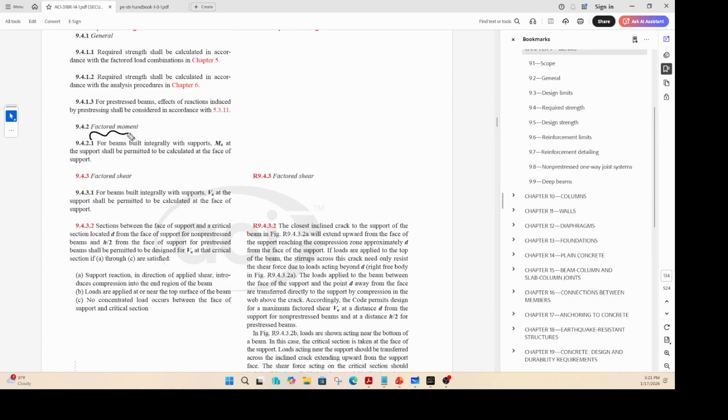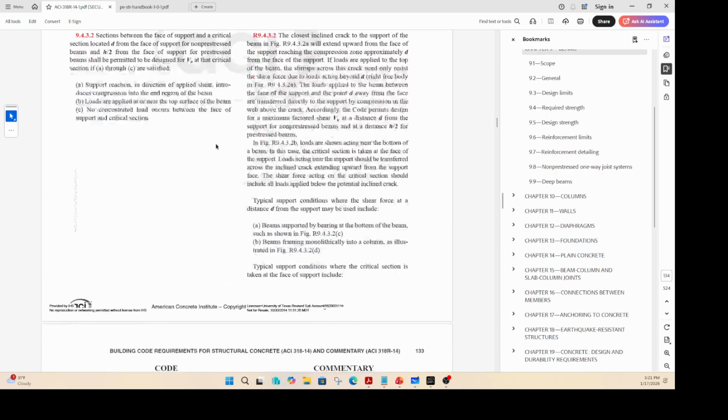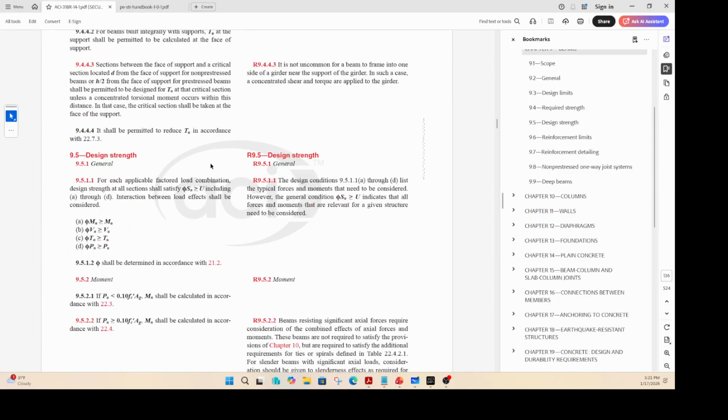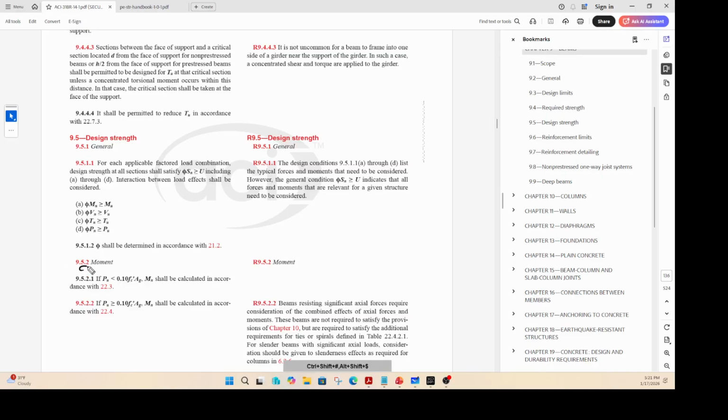Let's start with factored moment. No, I want to do the nominal moment. I want to see where it tells us how we can calculate the nominal moment. Okay, here. So how do you calculate your nominal moment? Before you calculate it, you want to see if you have an axial force less than a certain value or greater than a certain value. Let's say you have an axial force less than a certain value calculated by this, then you calculate your nominal moment from this particular section here.